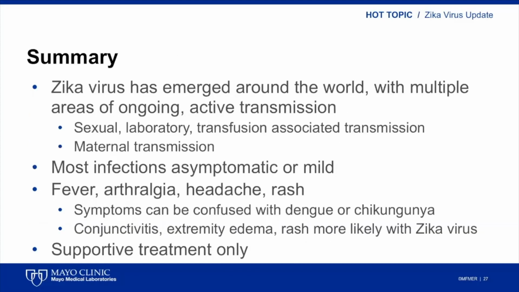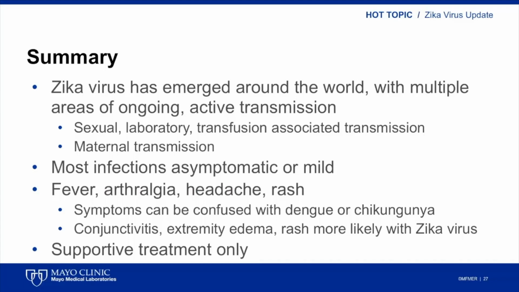To summarize today's presentation, Zika virus has rapidly emerged around the world, including the United States. Most cases are in association with a human-mosquito-human cycle. However, there is a risk of sexual, laboratory, and blood transfusion-transmitted infections. Of greatest concern is the possibility of Zika transmission in pregnant women due to the potentially devastating neurotrophic effects of Zika infection in the developing fetus.